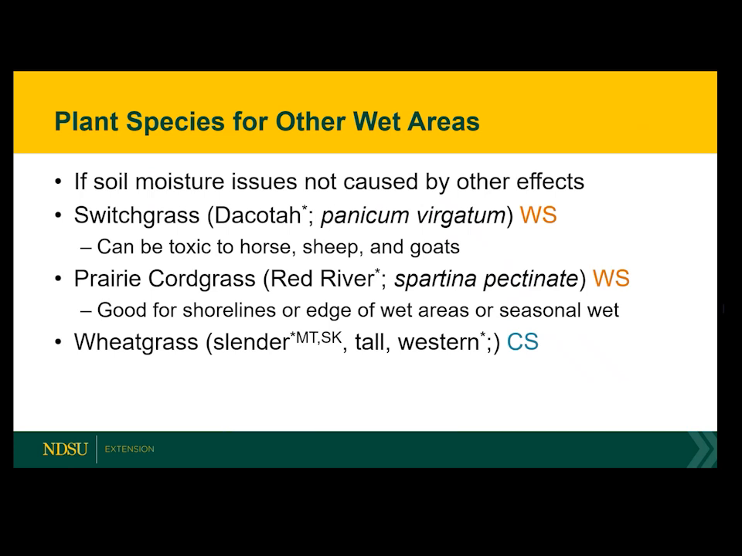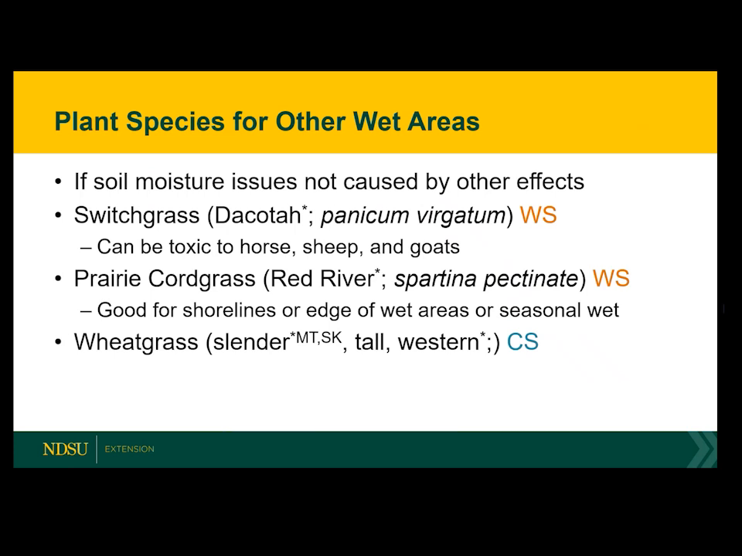Depending on how much moisture is in your slough area, and how long your slough area is wet seasonally per year, that determines which one is going to work. So I just found some native species to bring in. These first 2 are warm season. Switchgrass, Dakota is a native variety you can buy here. But if you have horses, sheep, or goats that are going to be feeding off it, it is toxic. So you just need to know that up front.